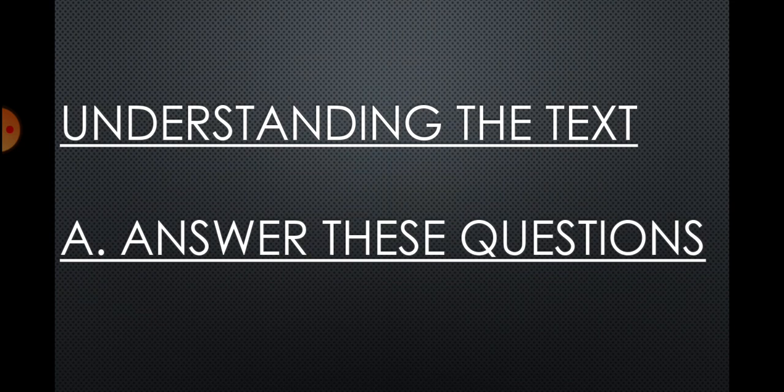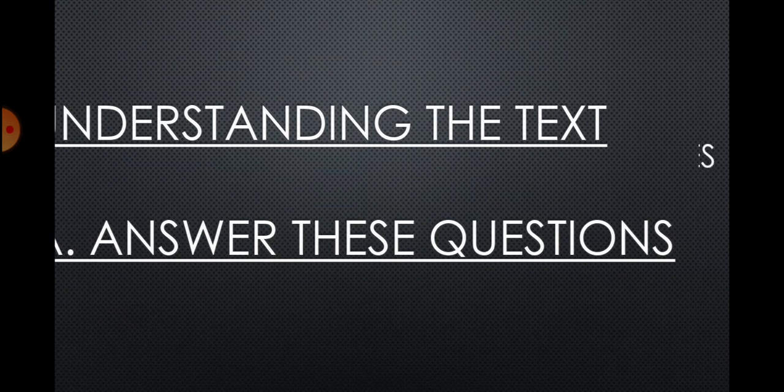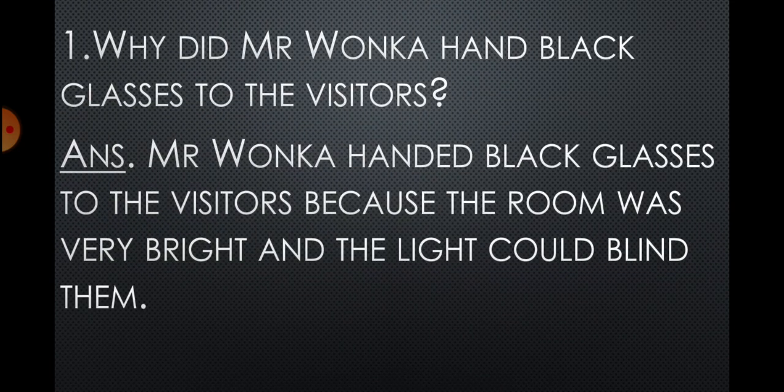Answer these questions. Exercise A. Question number 1. Why did Mr. Wonka hand black glasses to the visitors? The answer is Mr. Wonka handed black glasses to the visitors because the room was very bright and the light could blind them.